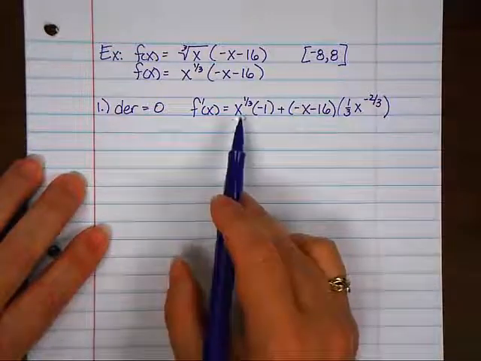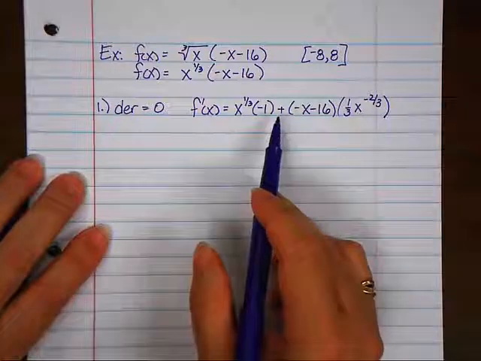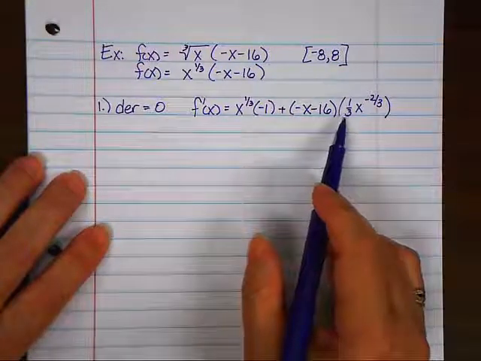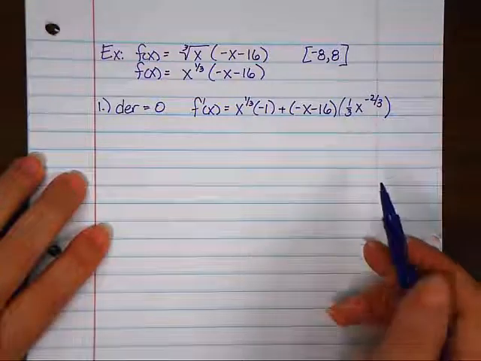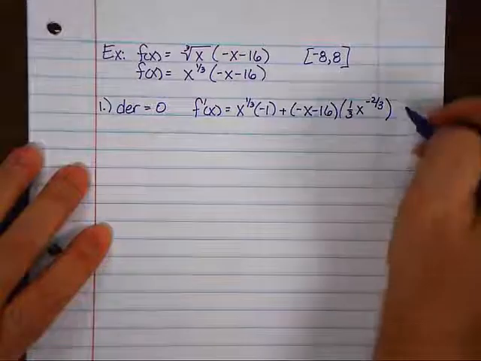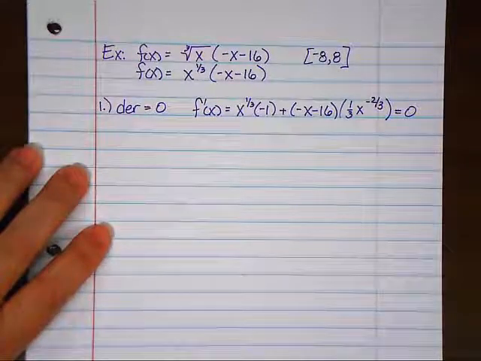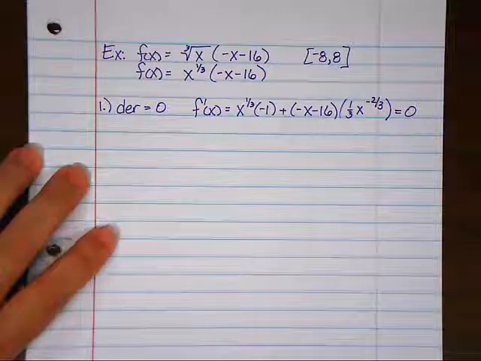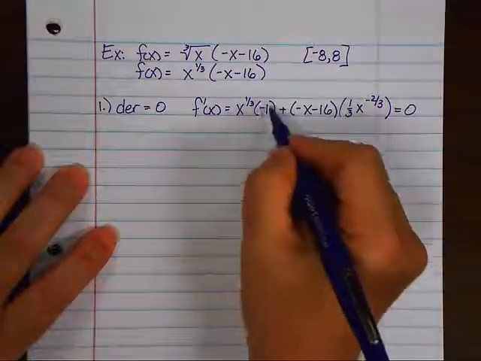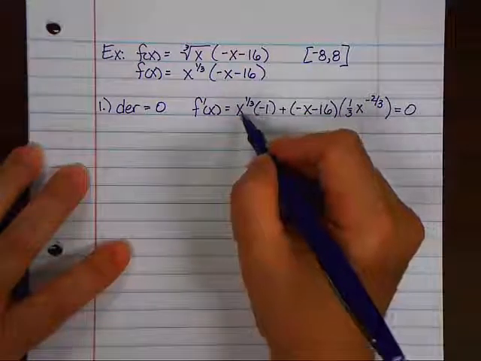I'll call it out for those of you who makes it easier. X to the 1/3 times negative 1 plus negative x minus 16 times 1/3 x to the negative 2/3. Are we good? Okay. Now, we're supposed to set this equal to 0. And I don't think you've ever done a problem like this, because this is pretty ugly. All right? So here's what we're going to do. We're going to clean it up and we're going to put it back into radicals. And I think it makes it a little bit easier.